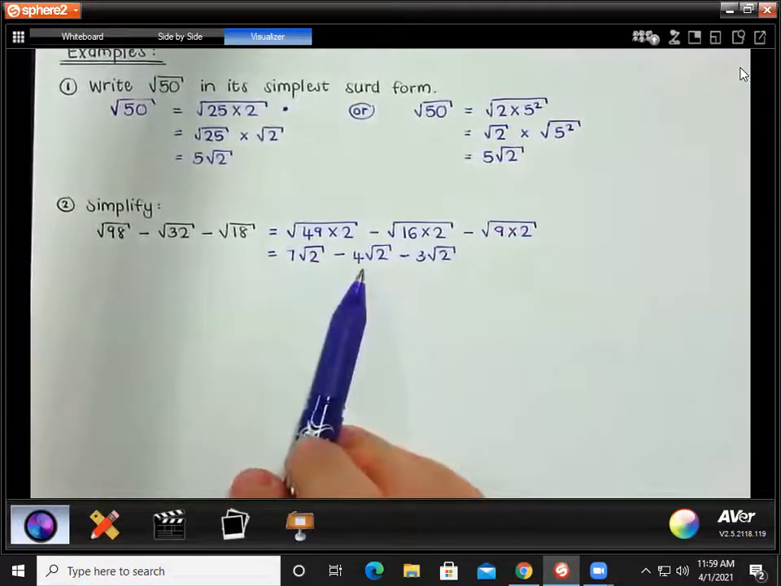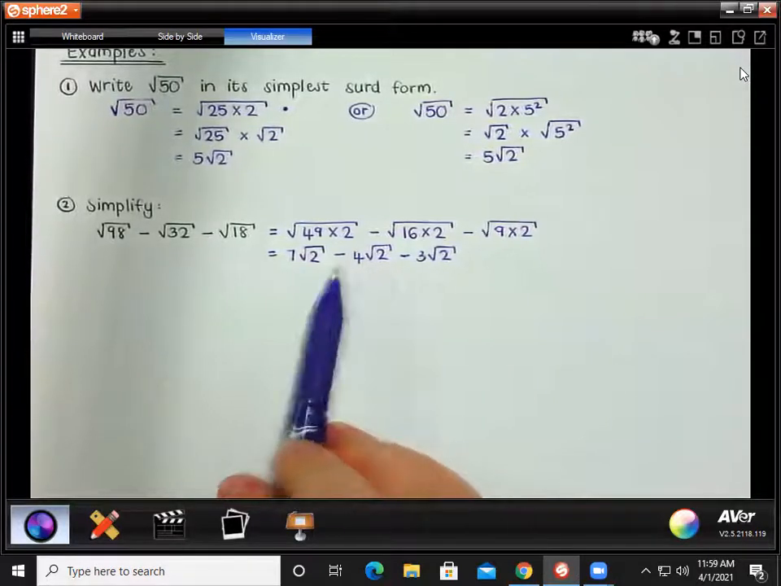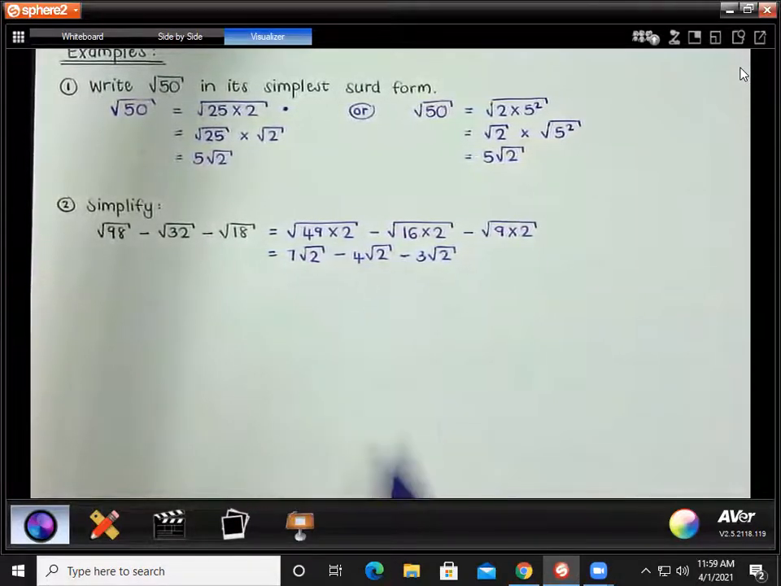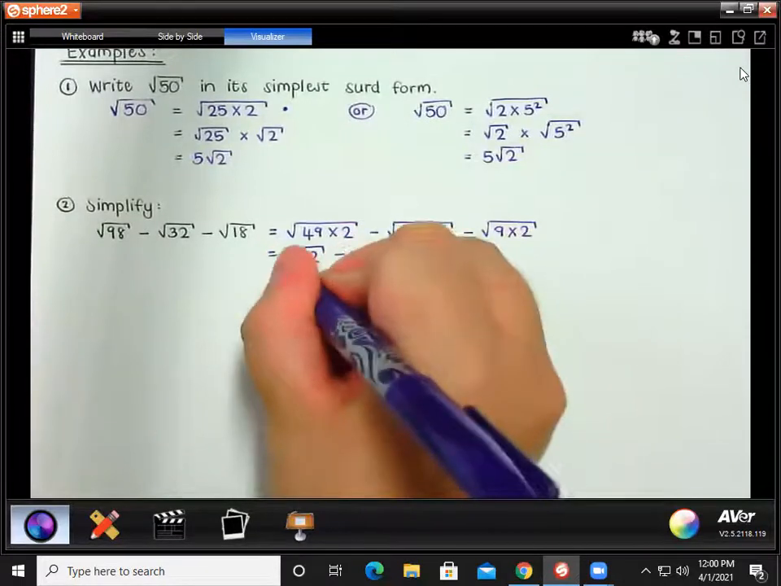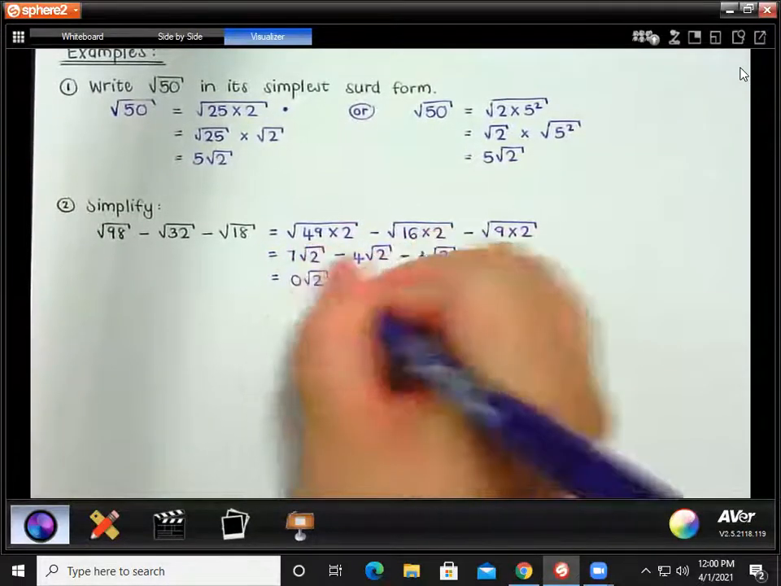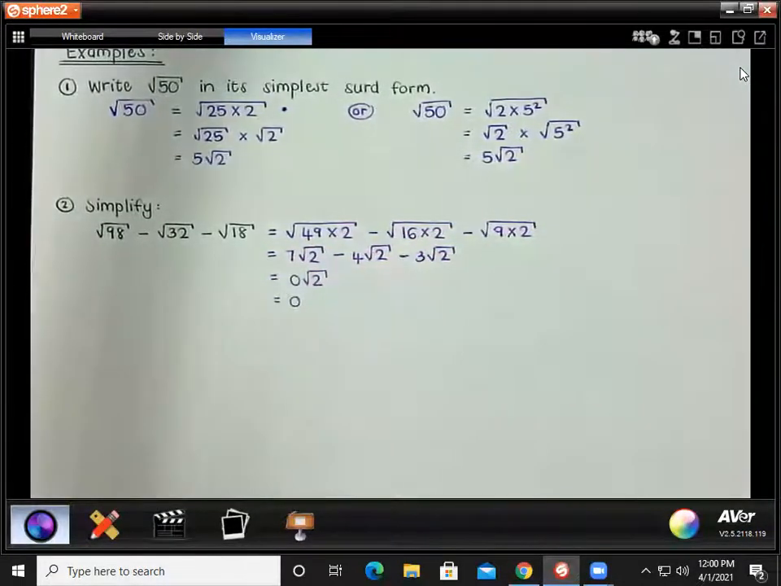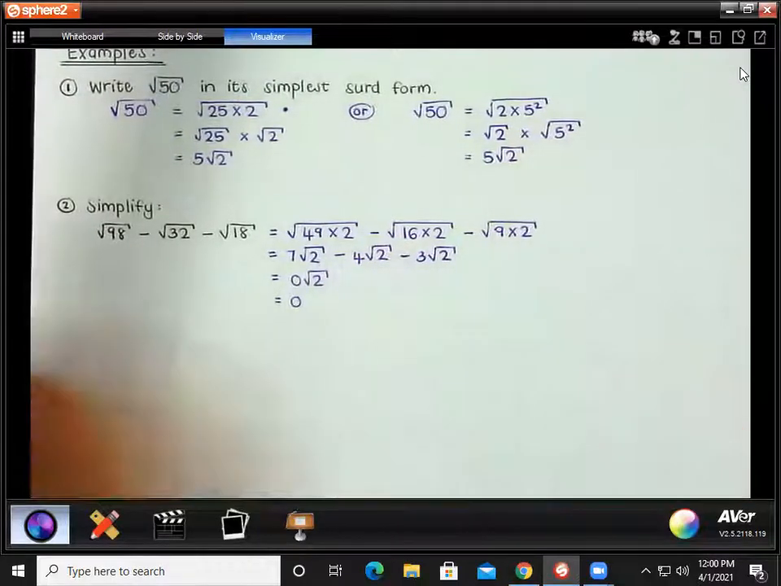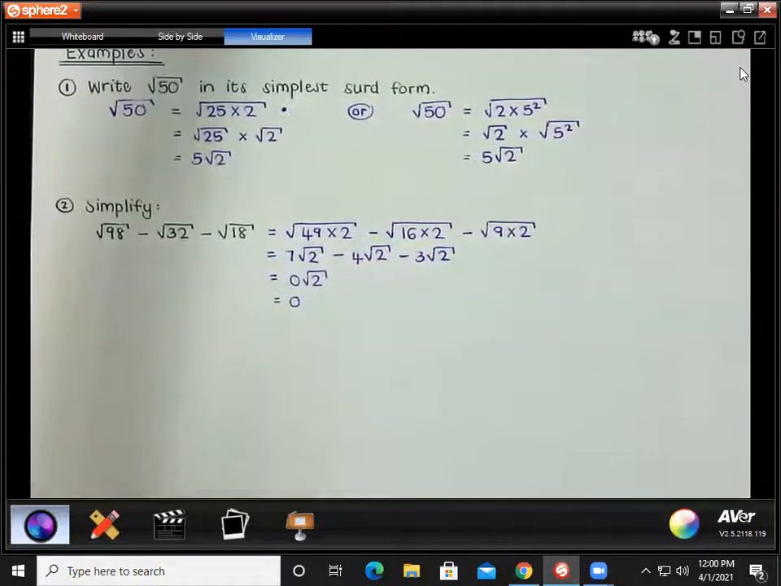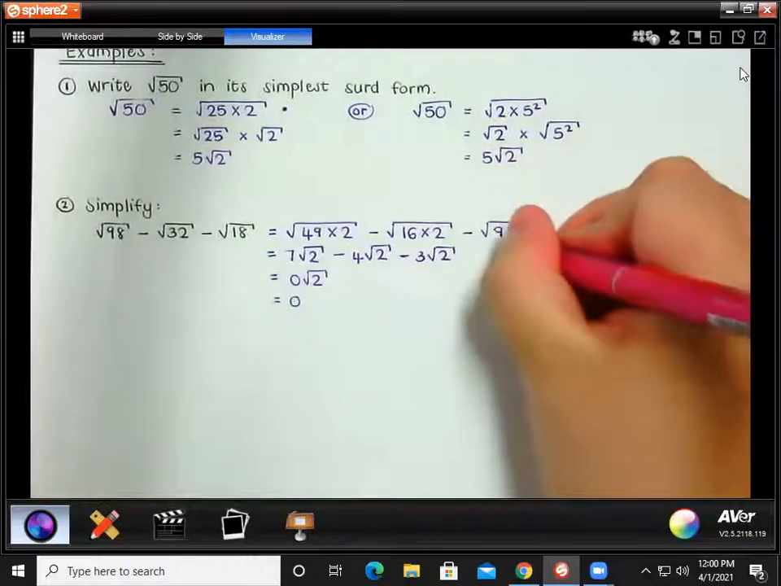So what is 7 minus 4? 3, and then minus 3 is 0. So this would technically be 0 root 2, but we all know that that is actually just 0. You don't have to write that 0 root 2 there. Just write it in for this one because it's the first example. Let's make a little note on the side to say that these are like surds.